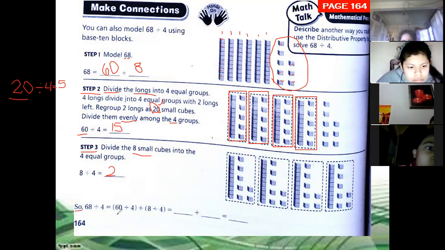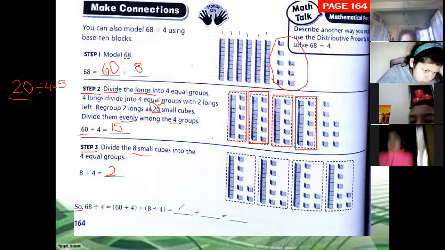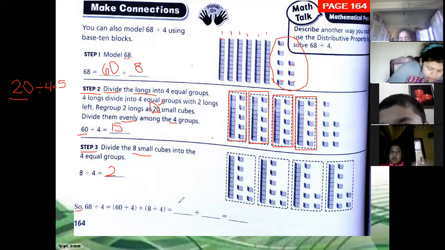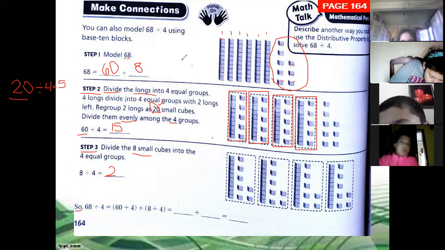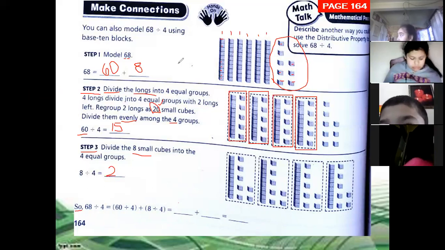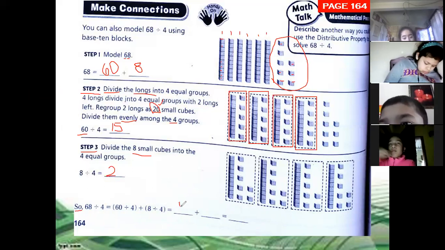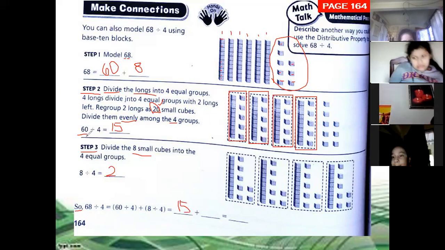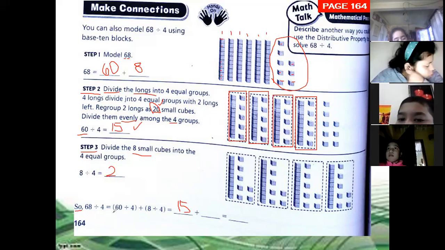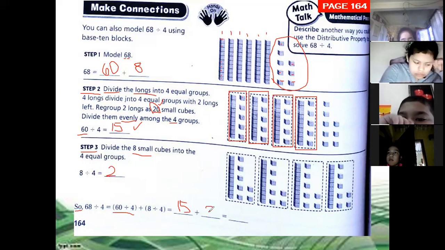So this is the conclusion. 68 divided by 4 is equal to 60 divided by 4 plus 8 divided by 4. What is the quotient of 60 divided by 4? 15. The quotient of 60 divided by 4 is 15. We have it here. And the quotient of 8 divided by 4? See? It is 2.